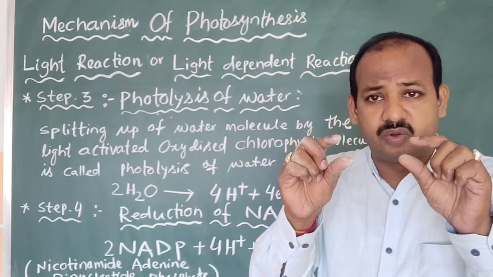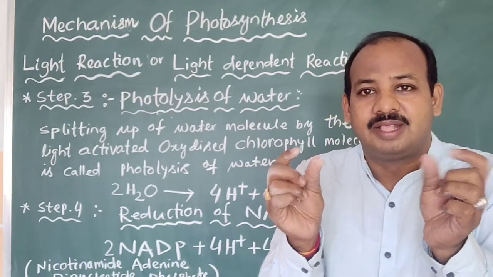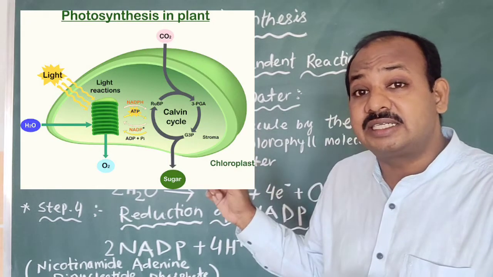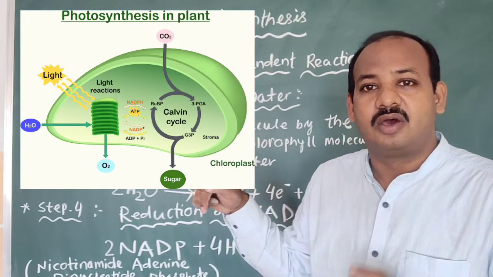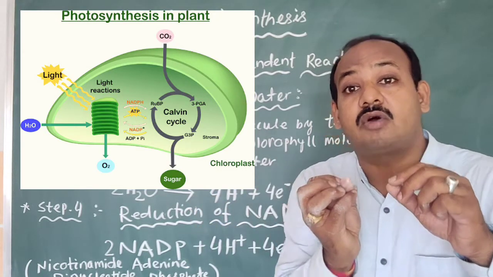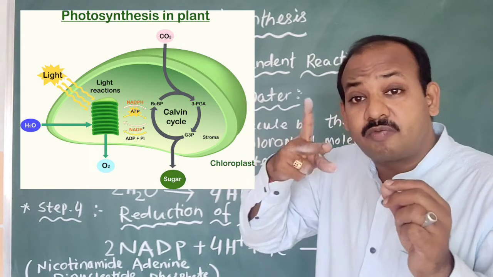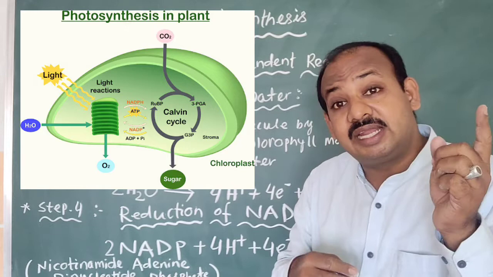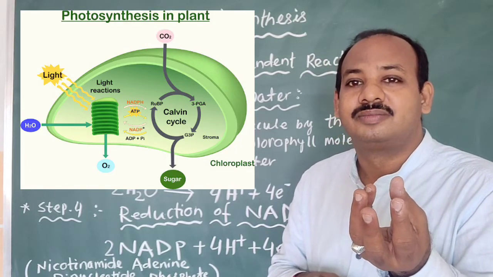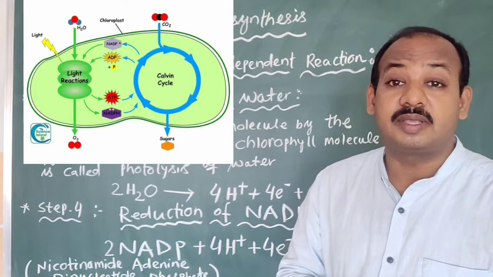Water molecule, already you know, H2O. The water molecule is split off. Splitting up of the water molecule by the light activated, oxidized chlorophyll molecule is known as photolysis of water. Already you children know that when the light rays fall on the chlorophyll molecule, it gets oxidized. So here what happens?